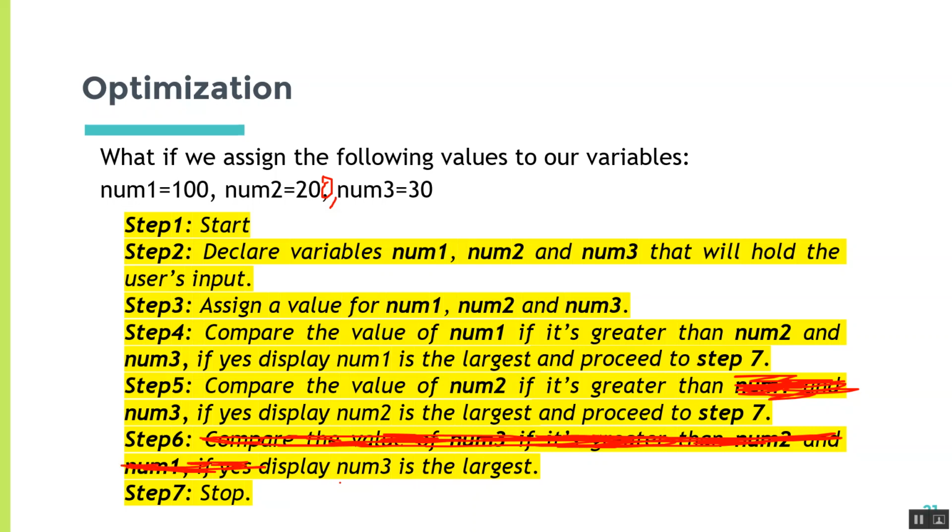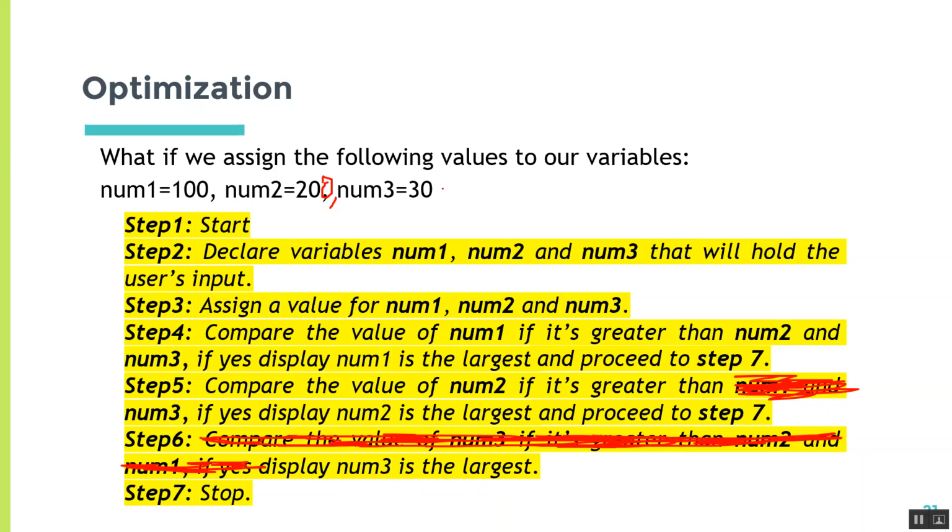Actually, class, we will not be able to go to step 6 if num1 or num2 is the largest. So definitely there's no comparison needed for step 6, since step 4 is already rejected and step 5 is already rejected; num1 and num2 are not the largest. So num3 is the largest, obviously, if we go through step 6. Display num3 is the largest, and after step 6, it stops.